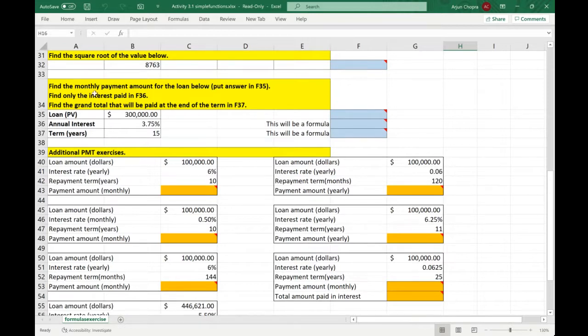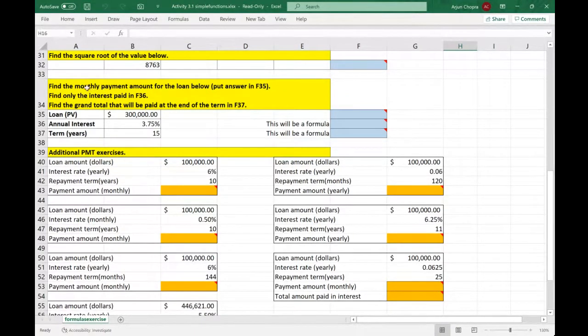So let's start with the very first question. Find the monthly payment amount for the loan given and put the answer in F35. And F35 is this column, and this should be the answer, as it gets highlighted here. 2181.67. Let's see whether we can figure out that one or not. What is provided to us is the loan value and the annual interest rate, and then the term condition which is given to me.